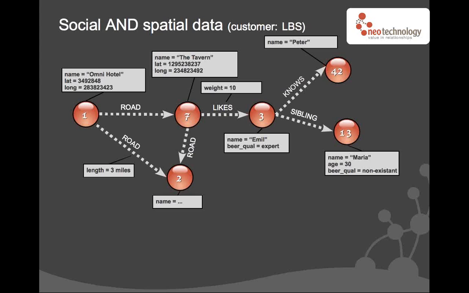This is all enabled by the fact that the graph model is so flexible at expressing all domains, or most domains at least. And you can easily take one domain, like social data, and another domain, spatial data, and layer them on top of one another, which allows for some really new type of interesting queries to be answered in real time, super fast.